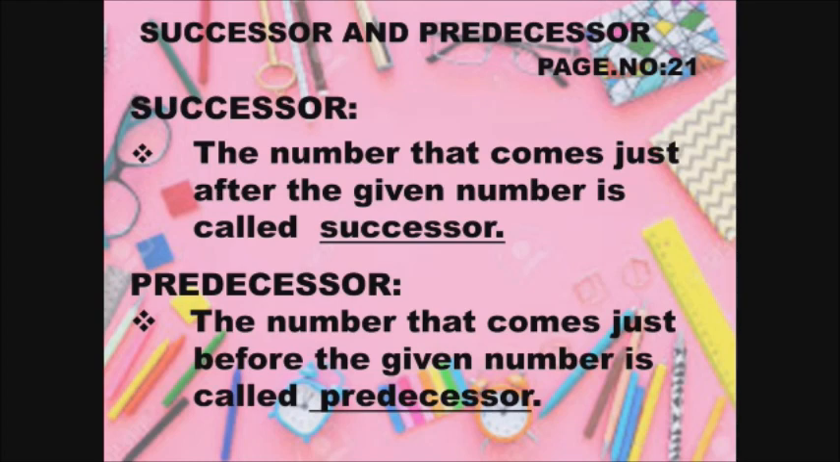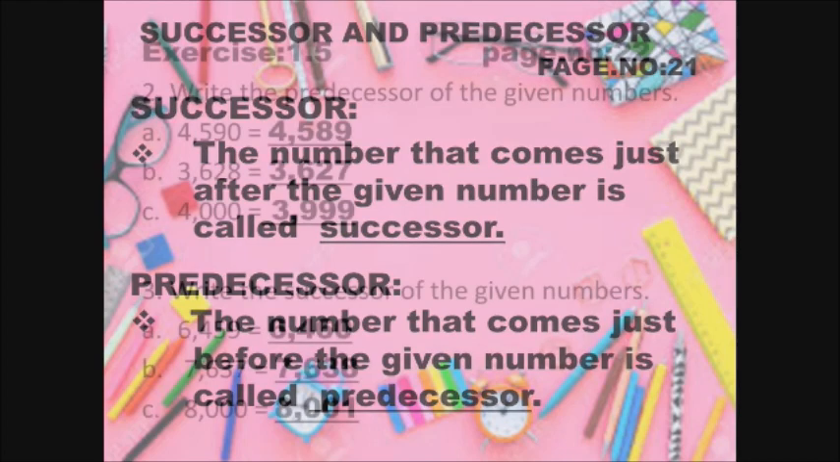Next, predecessor. What is meant by predecessor? The number that comes just before the given number is called predecessor. So, predecessor means before number. Got it, students? Now we can see some exercise sums.